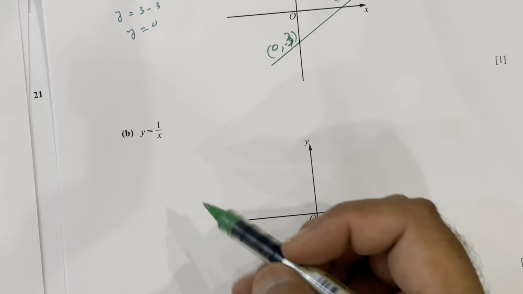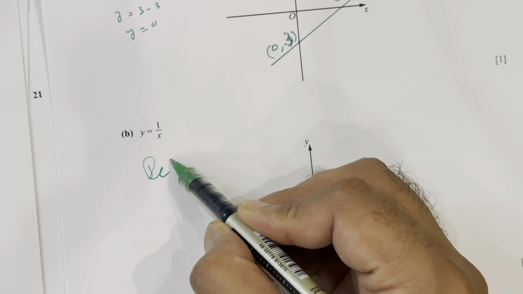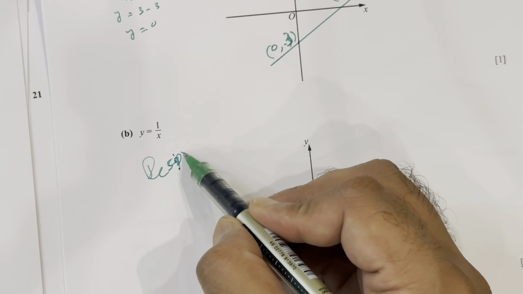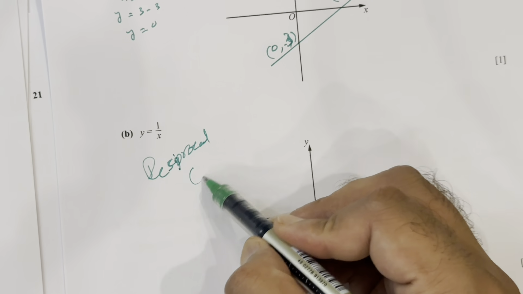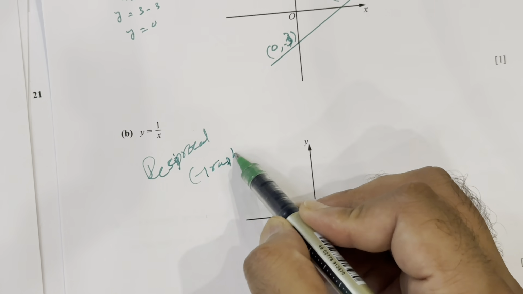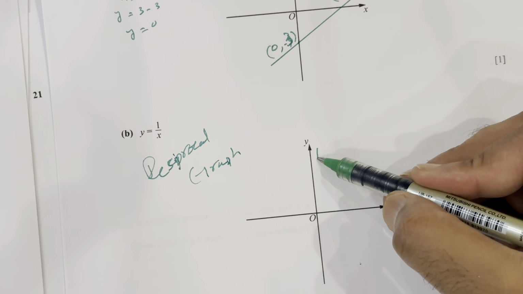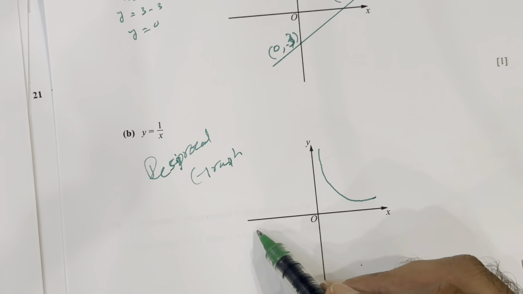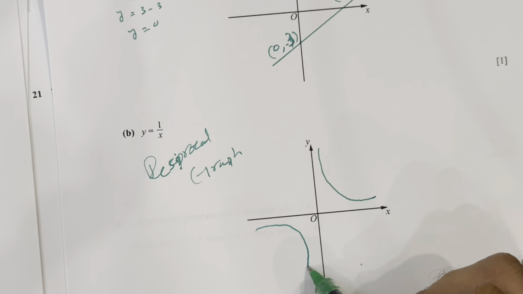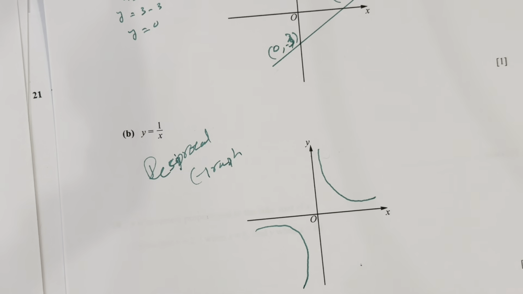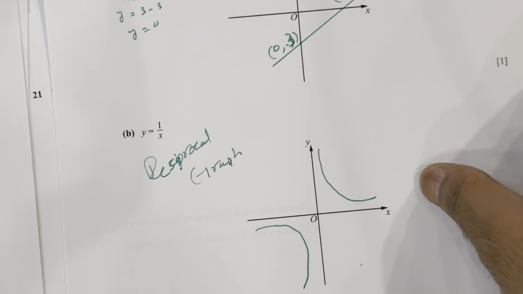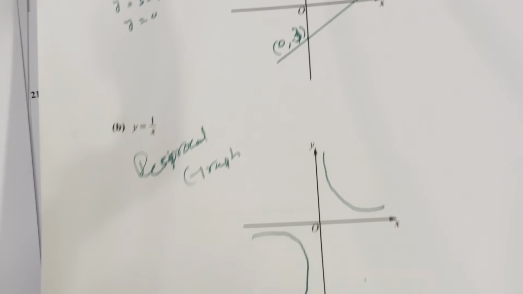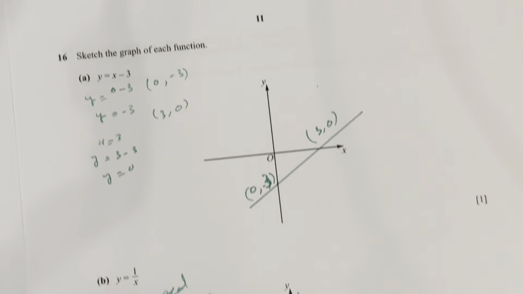This is a reciprocal graph. You should know how we draw the reciprocal graph. This is a simple technique of drawing the reciprocal graph. You make it like that, and you also make it like that. So this is how you show the reciprocal graph. This is how we have completed question number 16.